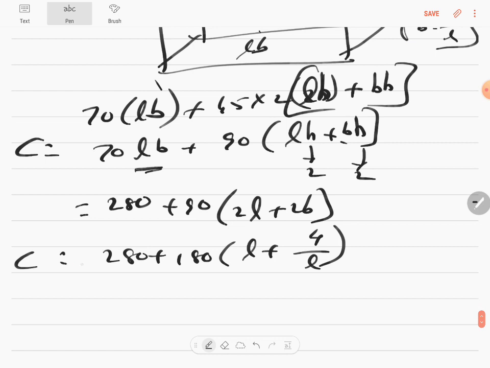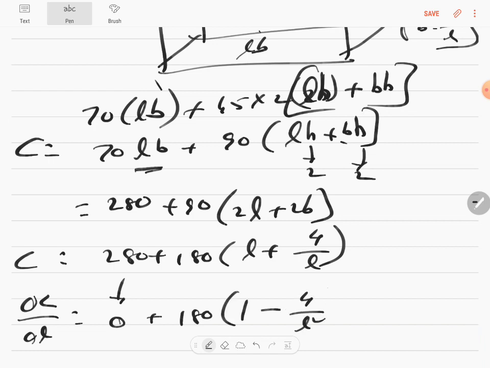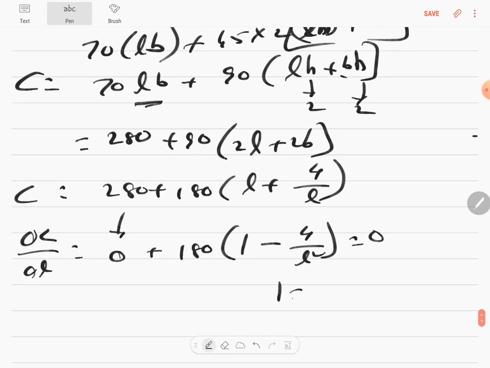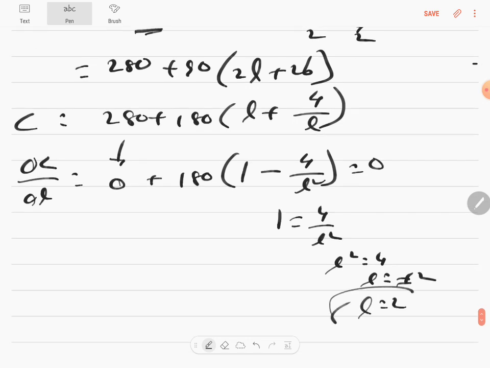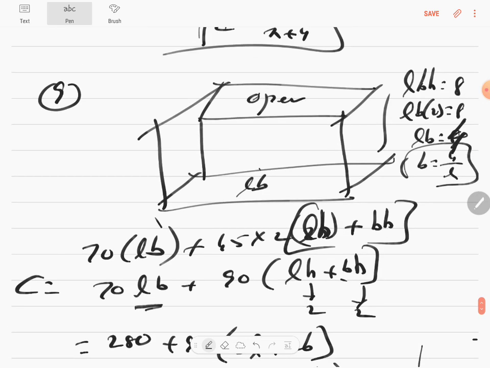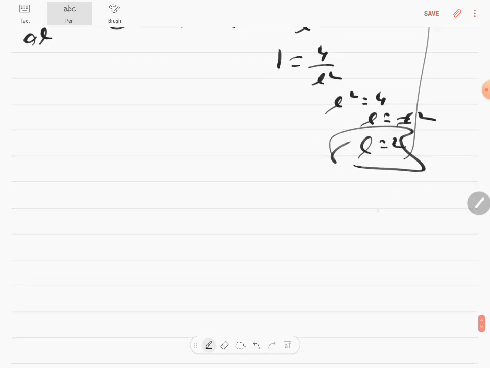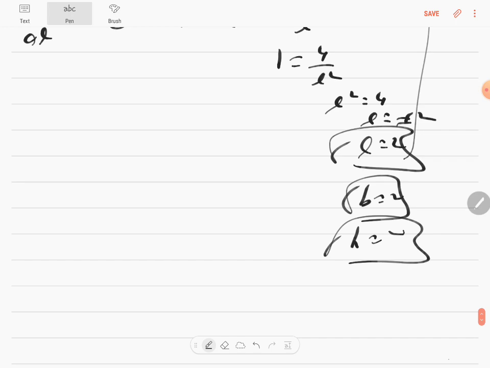Now this is my C and I can differentiate it with respect to L. The 280 will become 0. 180 into differentiation of L plus 4 by L is 1 minus 4 by L square is equal to 0. 1 is equal to 4 by L square, L square is equal to 4, L is equal to plus or minus 2. L cannot be negative, so L has to be plus 2. Substituting back here, L into B is 4, so B is also 2. H is already 2, therefore it's a cubical water tank which will have minimum cost.